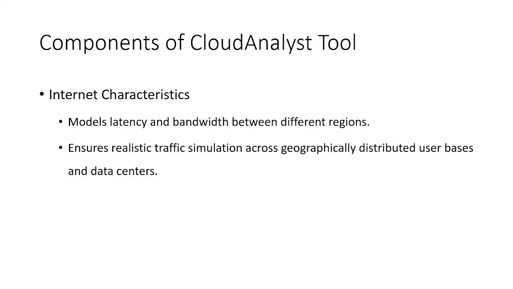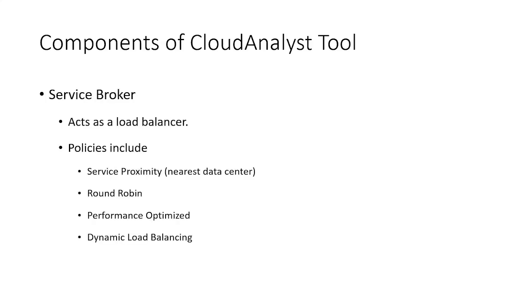The next one is the internet characteristics, which is going to model the latency as well as the bandwidth between the different regions. So it ensures realistic traffic simulation across geographically distributed user bases and data centers. So we are just going to have traffic simulations that have been generated across the various geographical distributions.